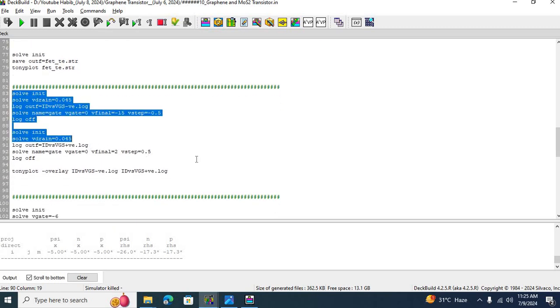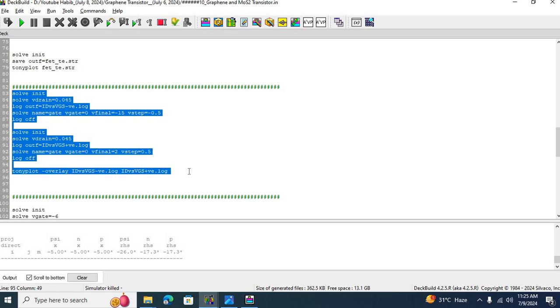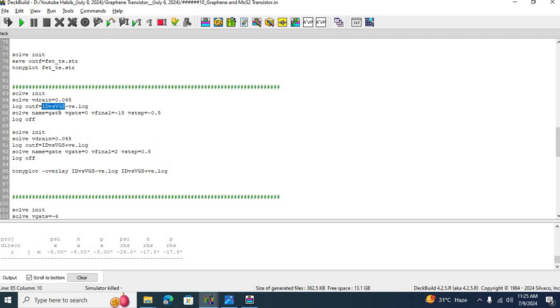In this block of code, I want to look at the ID versus VGS characteristics, the drain current versus gate to source voltage characteristics of the transistor. So I have set the drain voltage to 45 millivolts, and I am sweeping the gate voltage from 0 to minus 15 volts initially with a step of minus 0.5, and later between 0 to 2 at a step of 0.5. So basically I am running a sweep for the gate voltage from minus 15 to 2 volts.